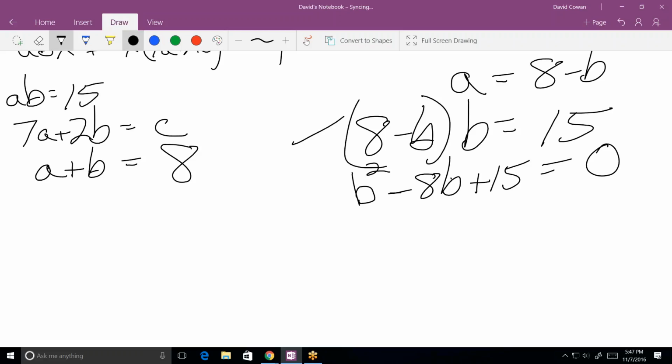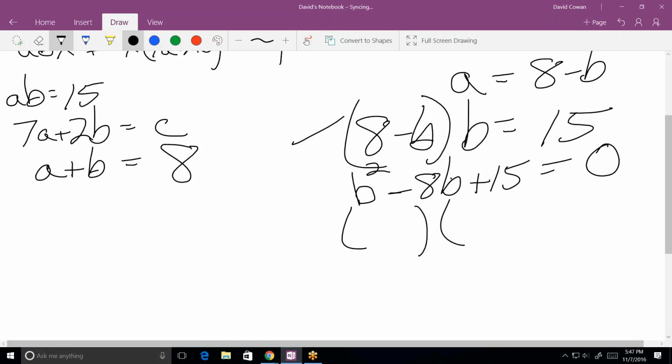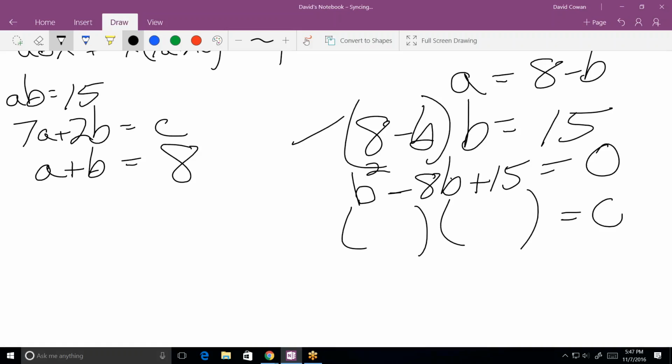And then I switched all three of them back to the left, because whenever we have a quadratic, we want 0 on one side and the quadratic on the other. Can you factor that? So that becomes b minus 3 and b minus 5. So b equals 3 or 5, which has two different solutions.